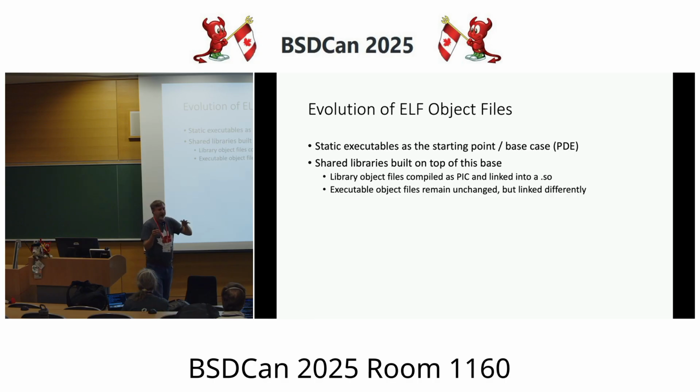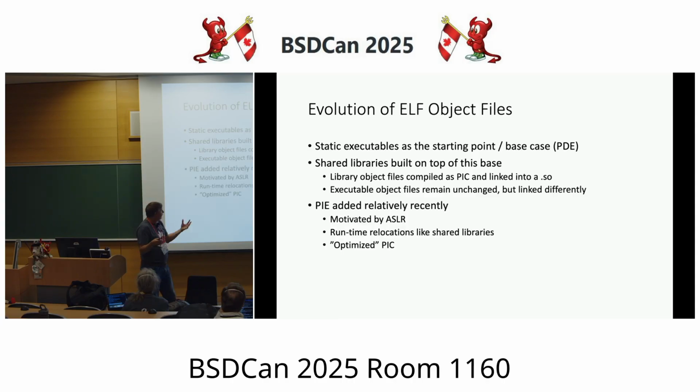When we added shared libraries, we kind of started off with PDEs as our base and decided, well, how can we add shared libraries to work with the fact that we're used to having these static binaries that are position dependent. So when we do shared libraries, we compile all the things that belong to a shared library with PIC, and we link them into a .so instead of a normal binary. But we left executable object files the same. They're still actually PDEs, even though they're dynamically linked.